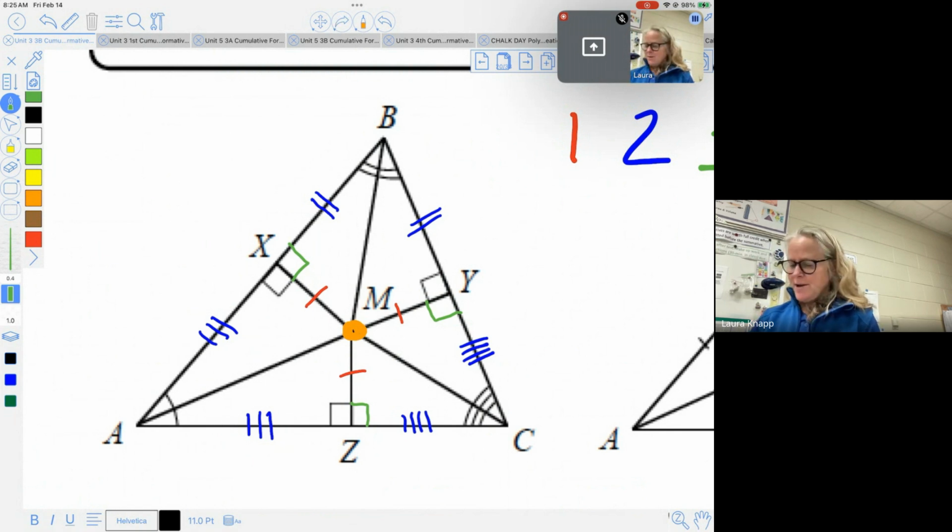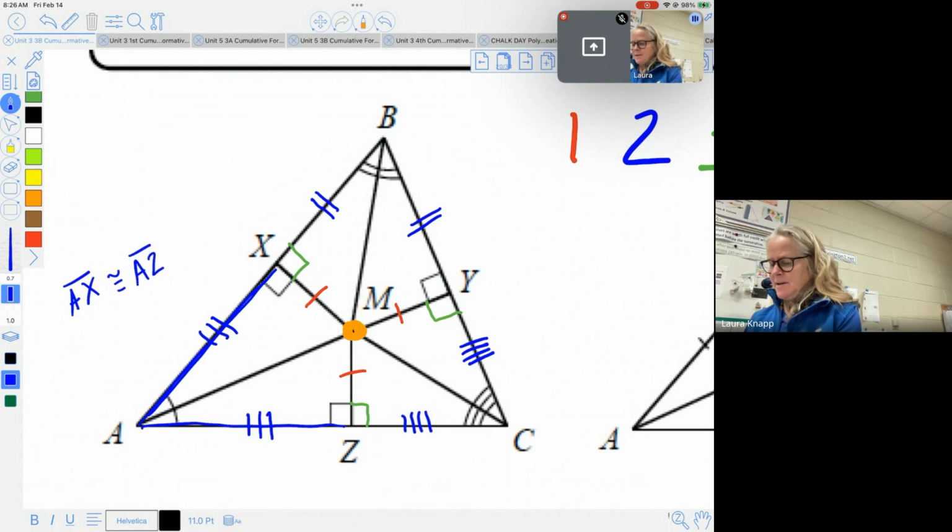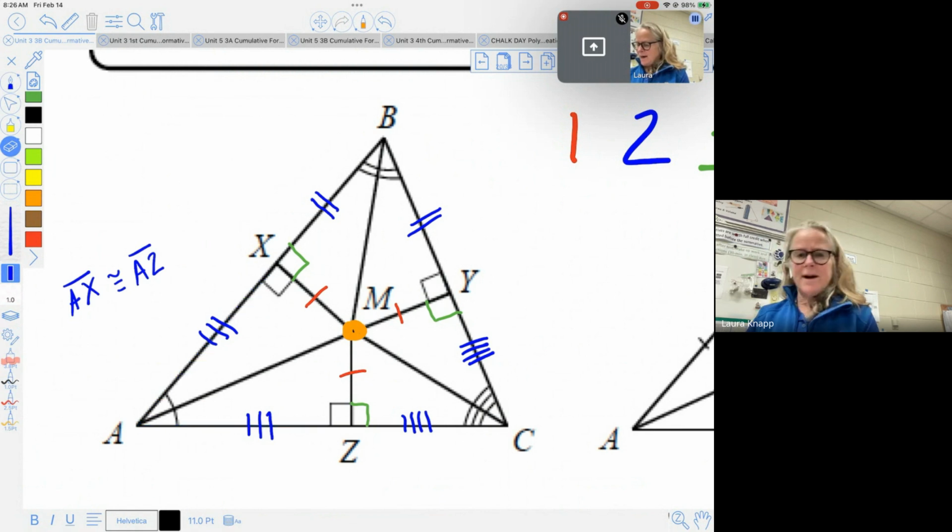All right, so what do these tick marks mean? Let me not miss an opportunity to show you this. Those 3 tick marks mean that AX is congruent to AZ. Now you could write in all of the congruences, but I'm not going to do that. I just wanted to do that one.